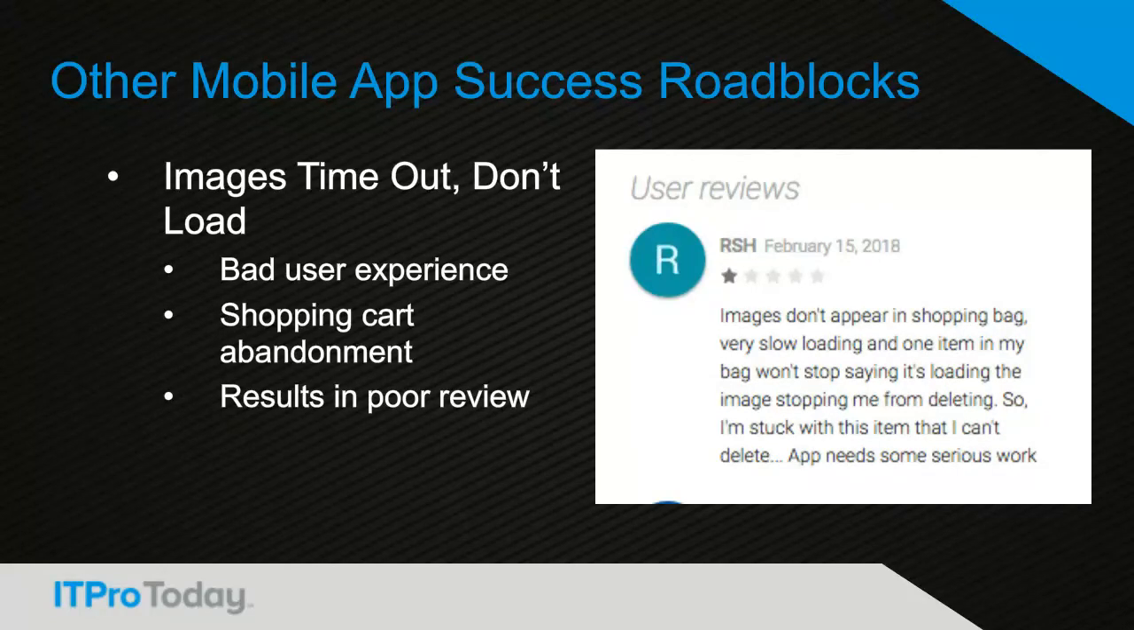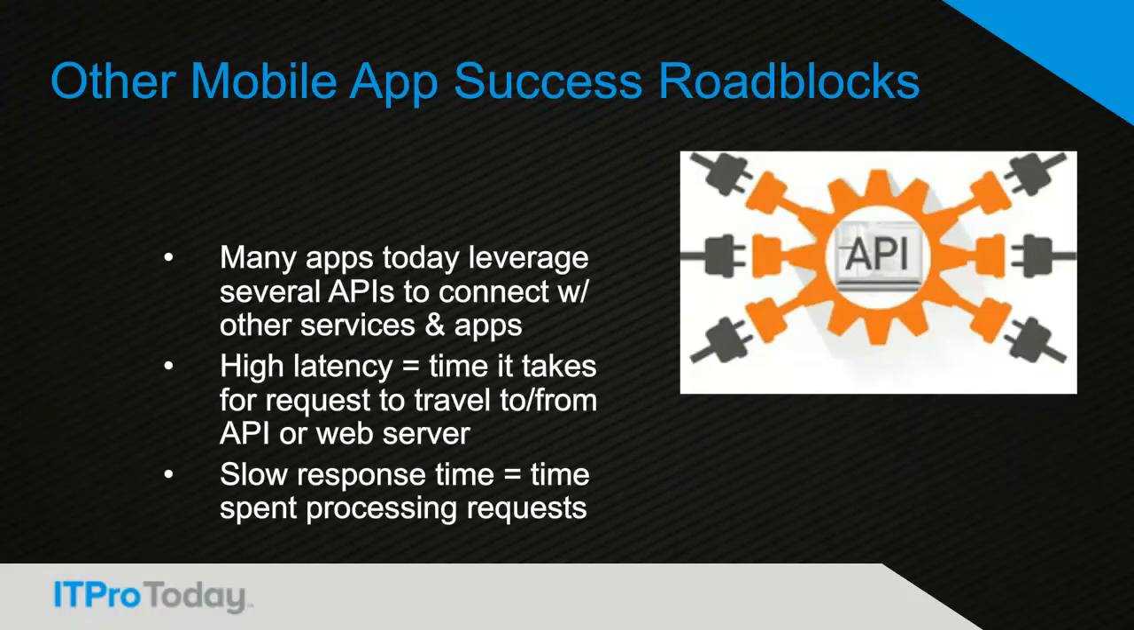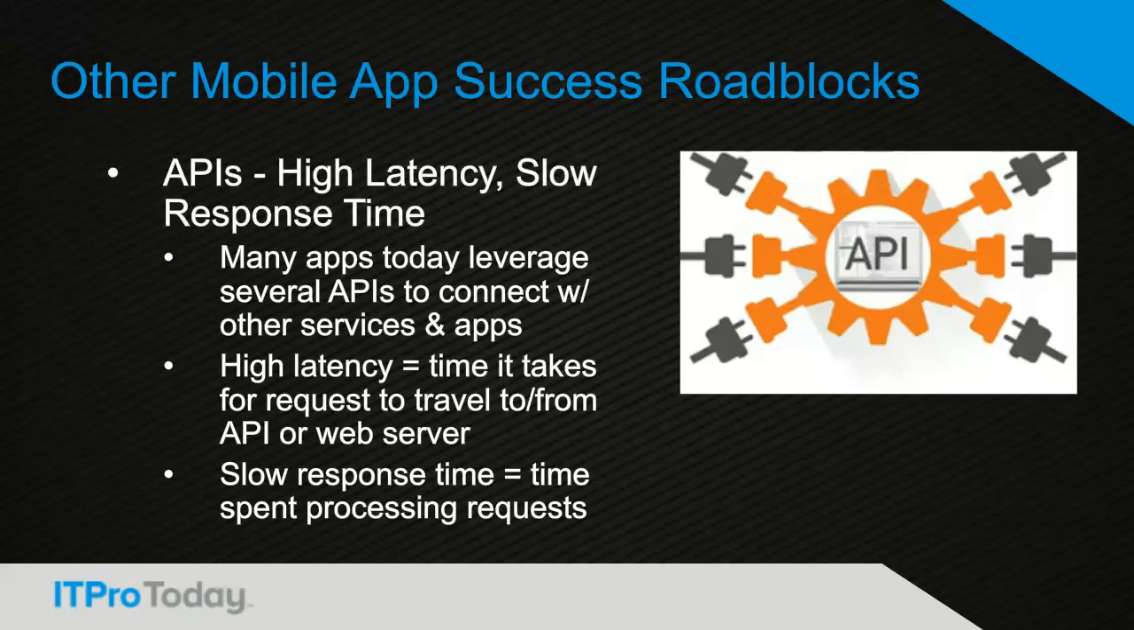So, APIs that result in high latency and slow response time. Many apps today leverage more than one API to connect with other services and apps. High latency is the time it takes for a request to travel to or from the API or web server. Slow response time is the time spent processing requests.